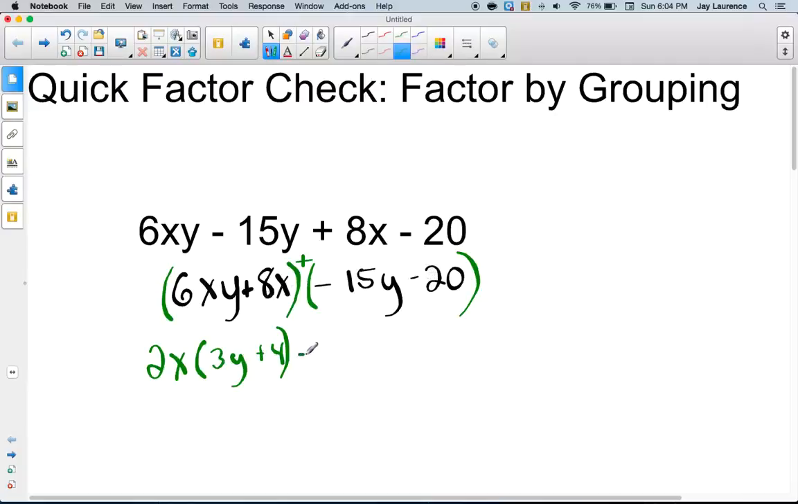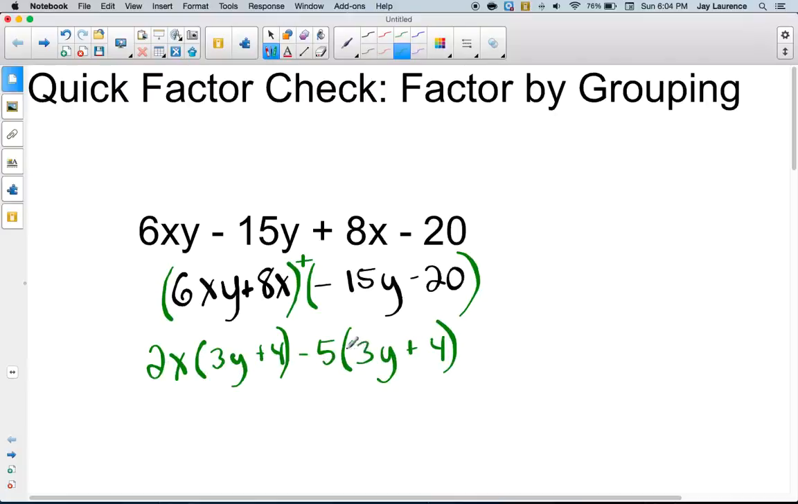I'm going to pull out a negative 5. Because in the quantity, I want it to look like 3y plus 4. And if I don't pull out the negatives, I'm going to get a negative 3y minus 4. So now that I'm pulling out a negative 5, I'm going to get a 3y here and a positive 4. And there we go. And look, I have 2 factors, 2x times 3y plus 4.